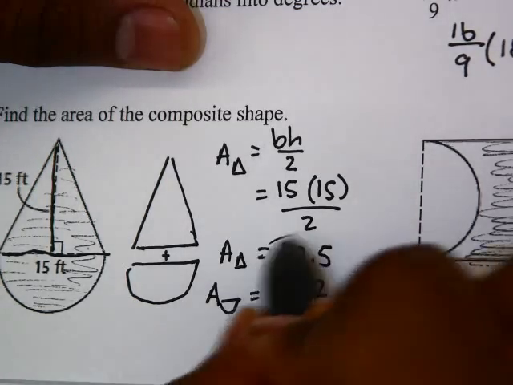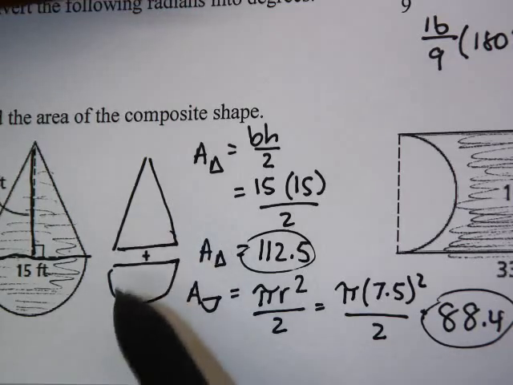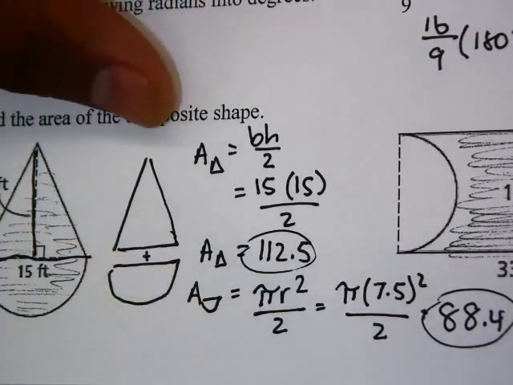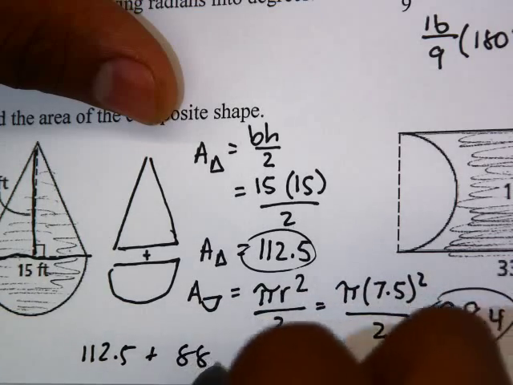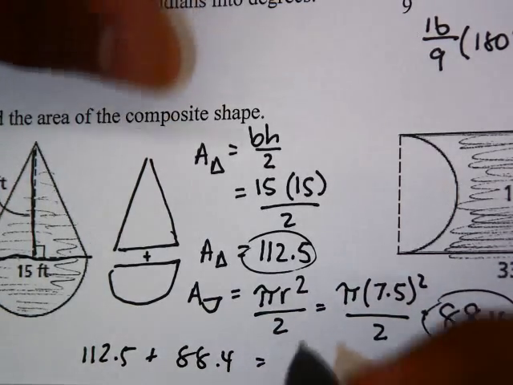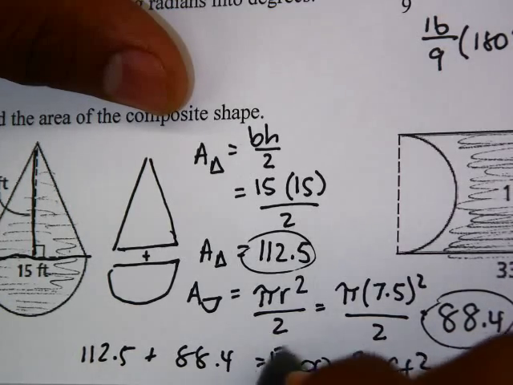So these are my two results. And since these two shapes are added together to form this shape, I'll add the two areas, 112.5 plus 88.4. And that gives me 200.9 feet squared.